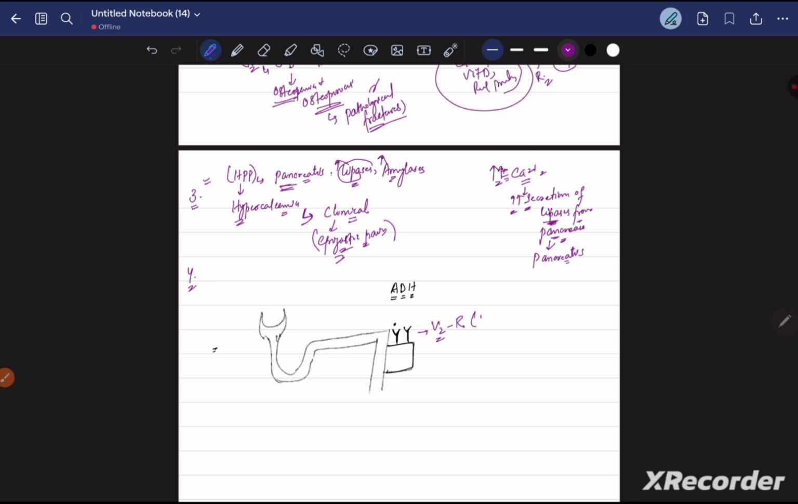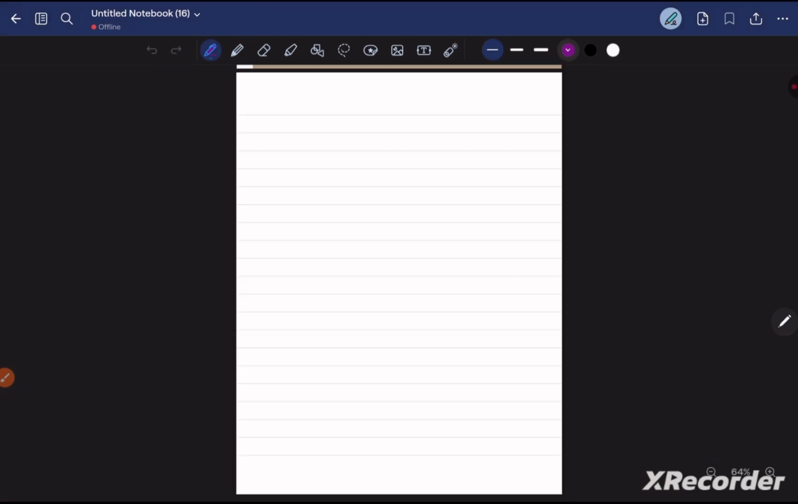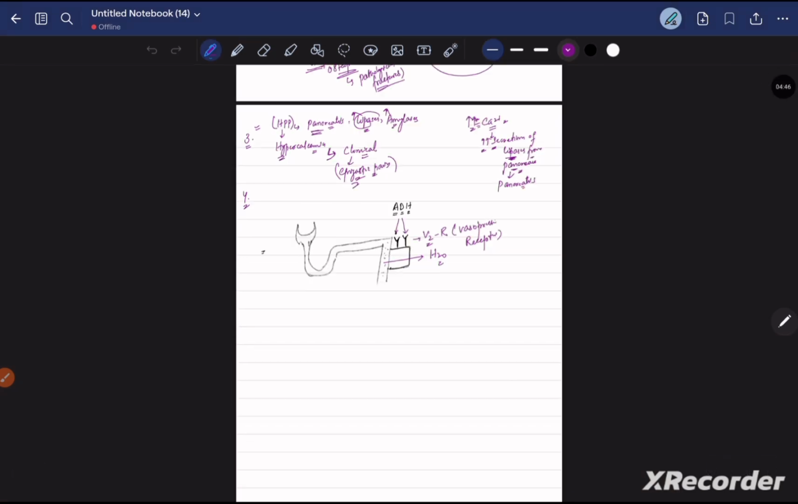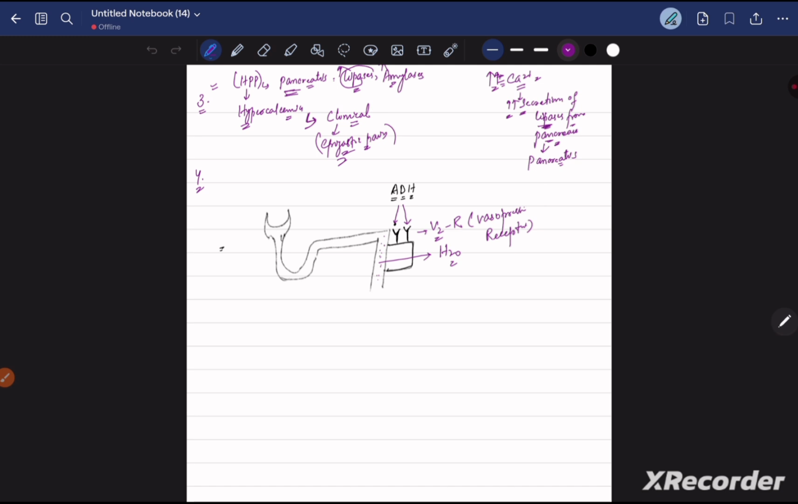And what does V2 mean? It means vasopressin receptors. These receptors are present on the collecting duct. So normally this ADH binds with these V2 receptors. When it binds with them, it helps in the reabsorption of water from the collecting duct back to the circulation. It maintains the normal osmolarity of the blood. So normal ADH binds to these V2 receptors, and it causes the reabsorption of water from the collecting duct into the circulation.